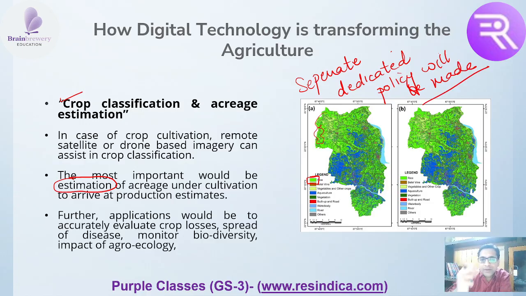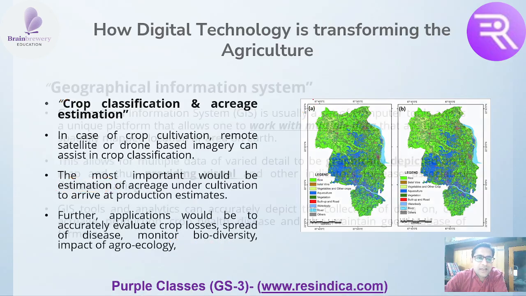We will be able to monitor if there is any crop loss that is going to happen because of a certain reason. We will also be able to analyze if there is any disease that is coming all of a sudden, if the color of a certain type of crop is getting changed. Okay, so we will be able to find out what is the problem that is happening over there. We will be able to properly monitor biodiversity, and we will be able to control agroecology. So this is how technologies are helpful. Satellite technologies will be helpful in all these places.